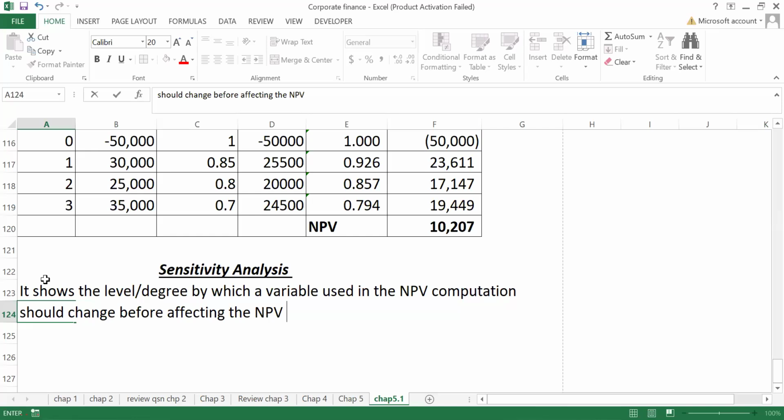You also make an estimate of your revenues. By what level should your revenues change in order to have an effect on your NPV calculation or on your NPV decision? So you are going to analyze variable per variable in your NPV. So we can have a simple example on this. But before, let's look at how you get the sensitivity.